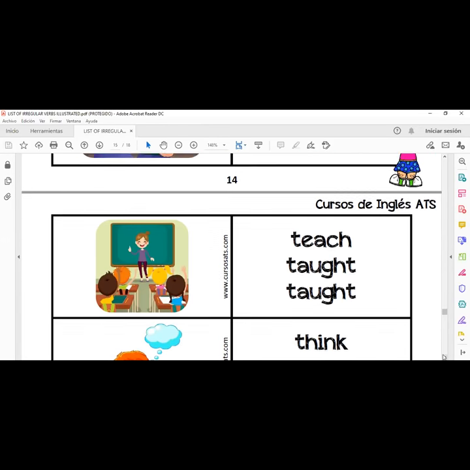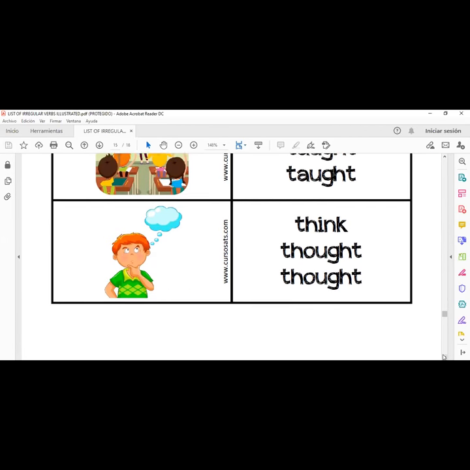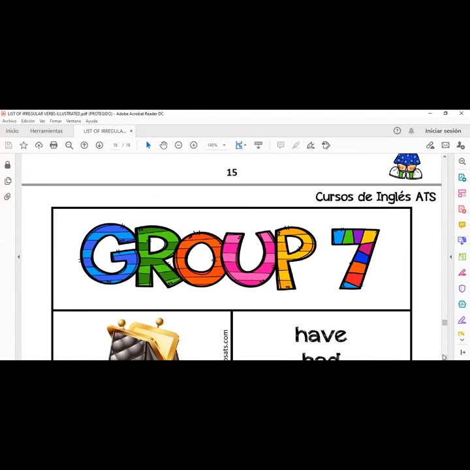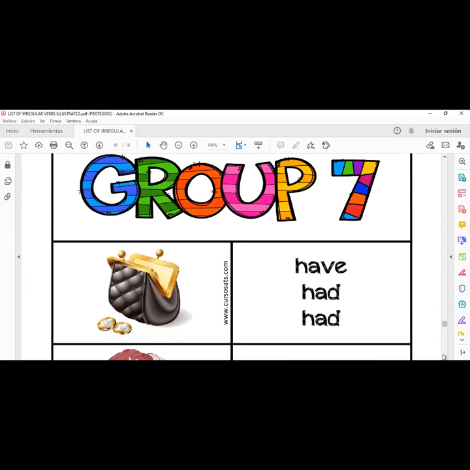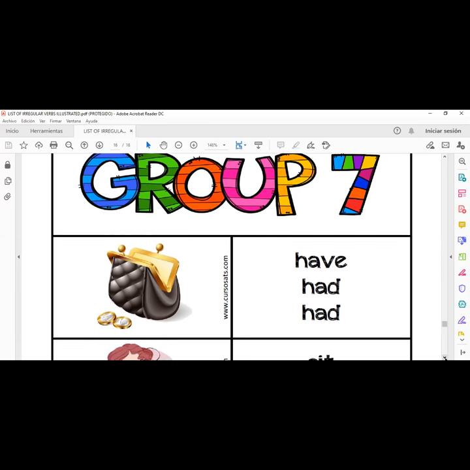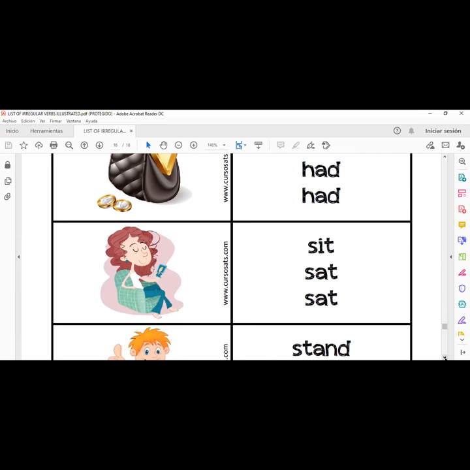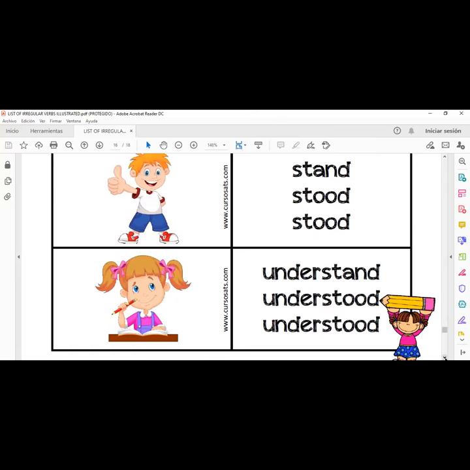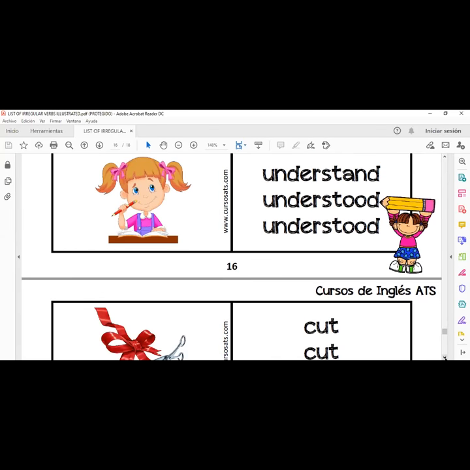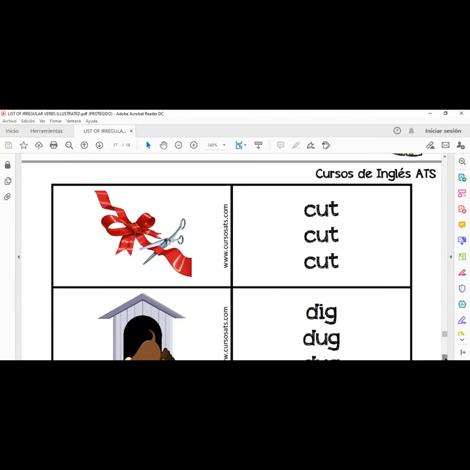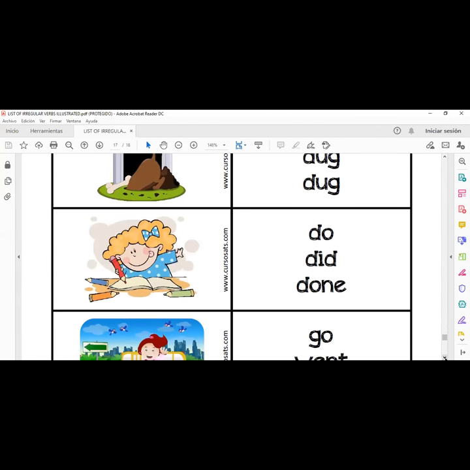Teach, taught, taught. Think, thought, thought. Have, had, had. Usted ya sabe que aquí para tercera persona es has, ¿verdad? Sit, sat, sat. Stand, stood, stood. Understand, understood, understood. Cut, cut, cut. Dig, dug, dug. Do, did, done.